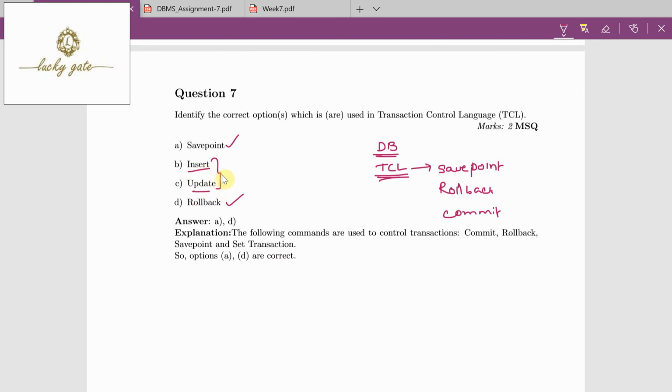Because insert and update deal with data in the database, these two come under another classification of database language called data manipulation language. Because the question asks what is used in TCL, transaction control language, the answer is savepoint and rollback. So the answer for the question is both option A and option D.